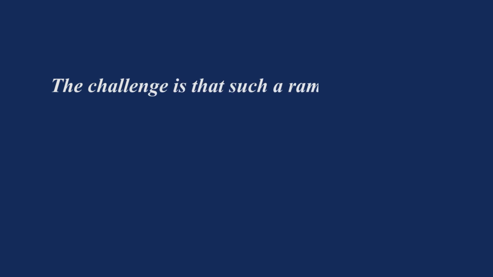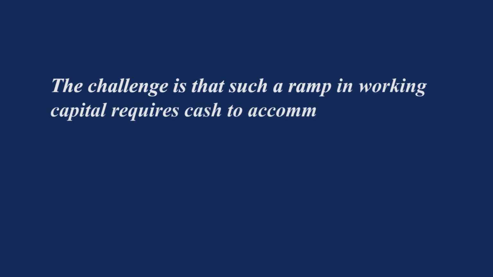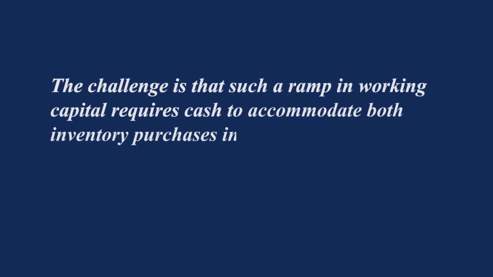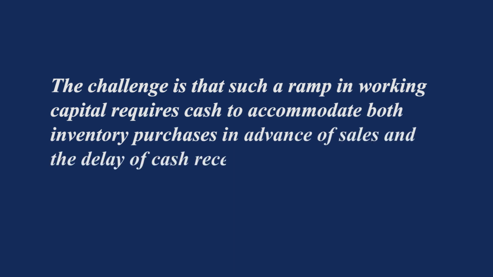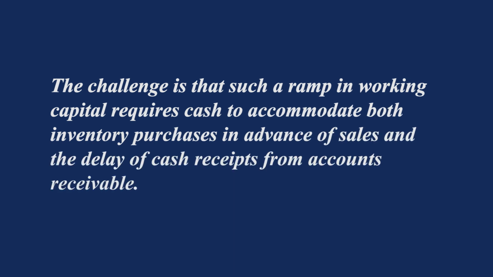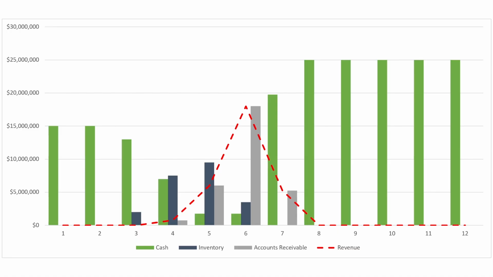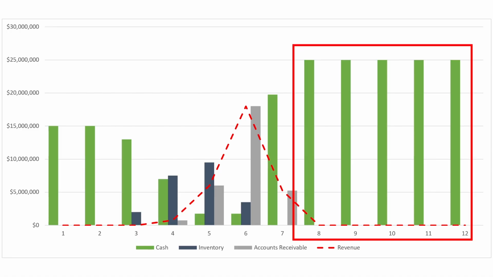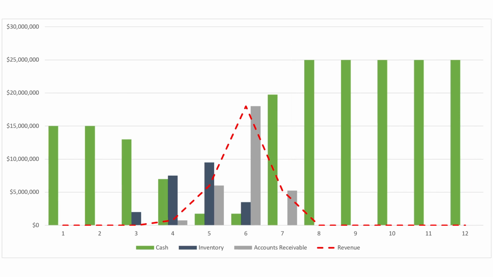The challenge is that such a ramp in working capital requires cash to accommodate both inventory purchases in advance of sales and the delay of cash receipts from accounts receivable. So let's update our chart to include cash. Now, it's obvious that the company made a profit selling pool floats because it has substantially more cash after the selling season. But what you will also notice is that the company nearly ran out of cash attempting to fund the growth of inventory and accounts receivable.